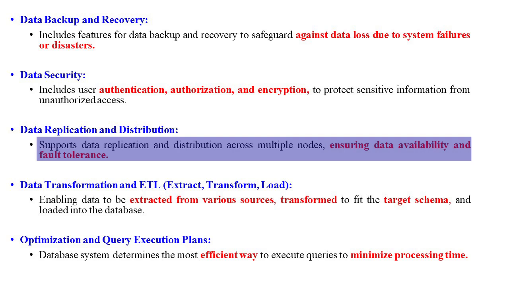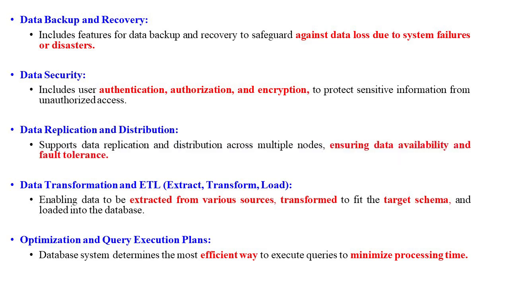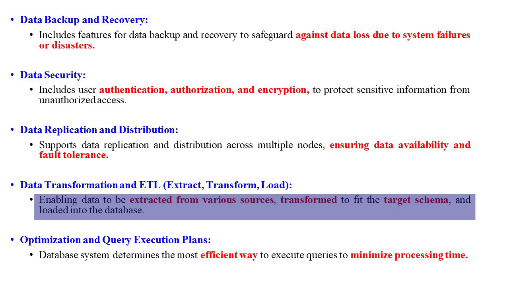In distributed database systems, database processing supports data replication and distribution across multiple nodes, ensuring data availability and fault tolerance. So it works in such a way that the data is available wherever needed. Data transformation and ETL. ETL is nothing but extract, transform, load. So database processing allows data transformation and integration through ETL.